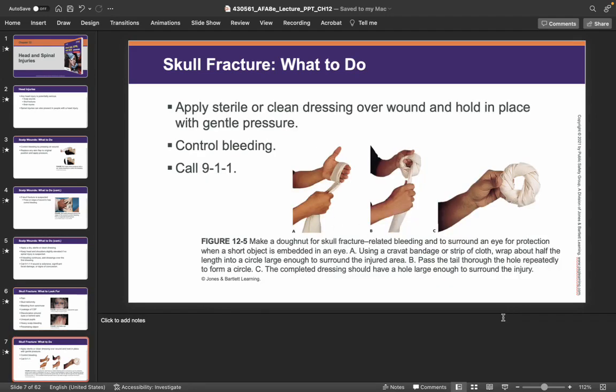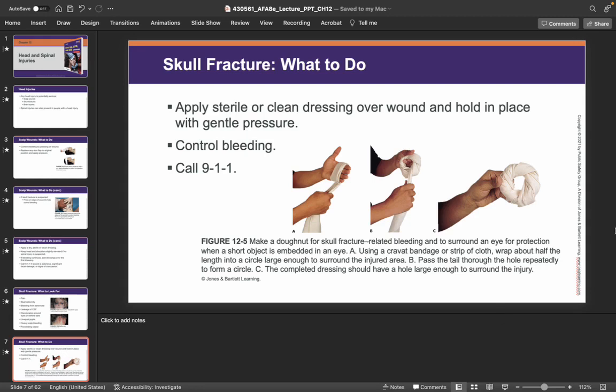Okay, so as far as what to do, you're going to want to apply a sterile, clean dressing over the wound, and then try and hold it in place with some gentle pressure. Again, don't put pressure directly over where the fracture site is, but around it to help control any bleeding.